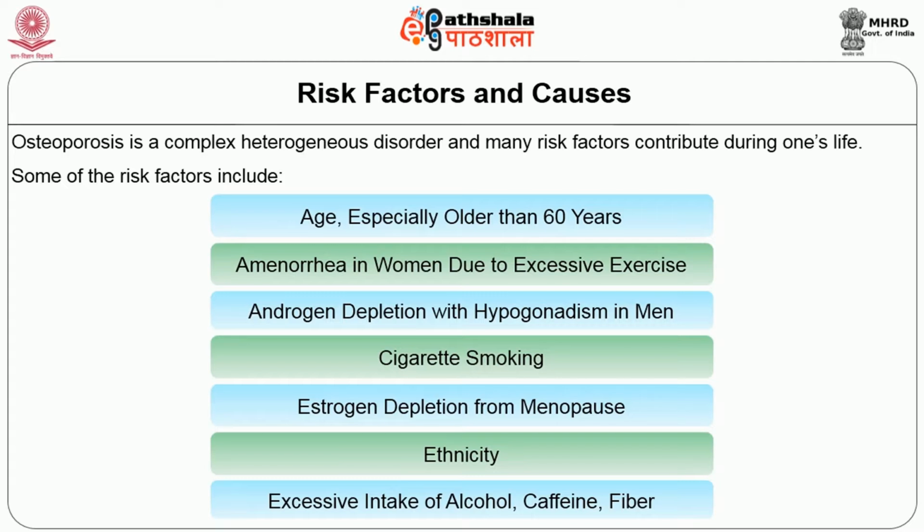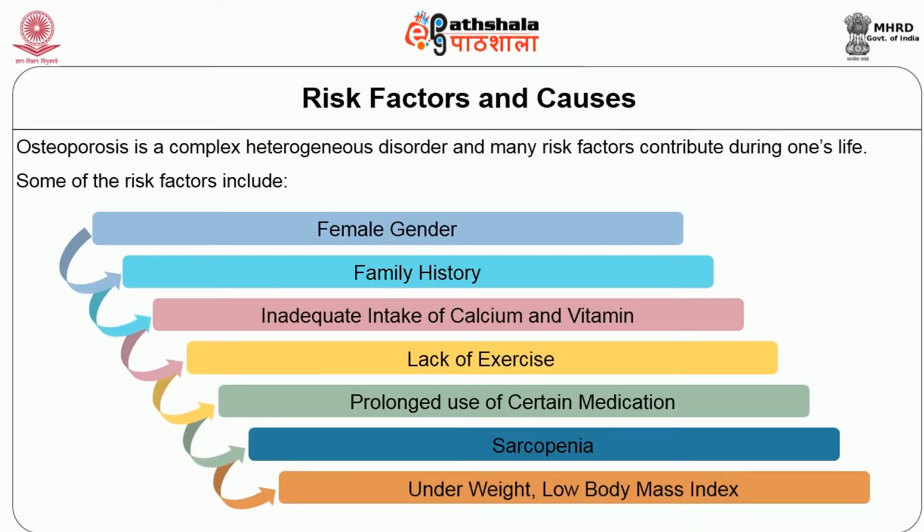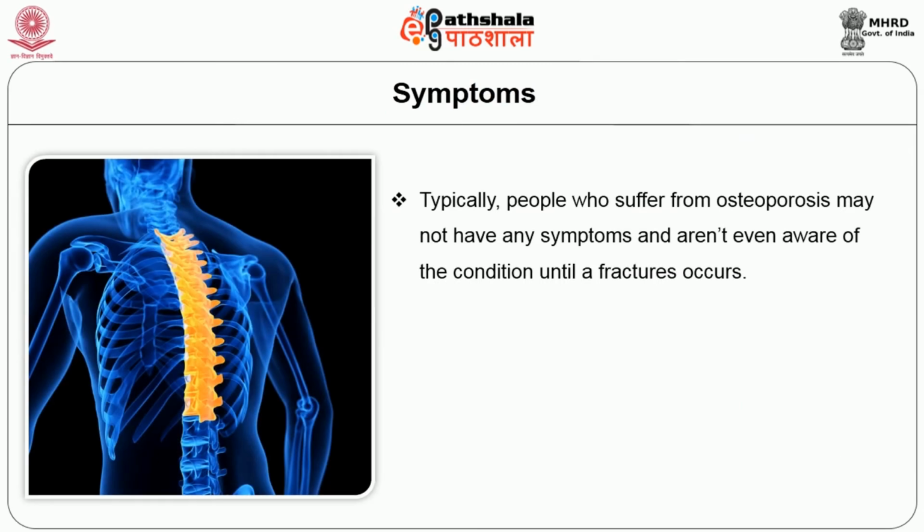amenorrhea, androgen depletion, cigarette smoking, estrogen depletion from menopause, ethnicity, excessive intake of alcohol, caffeine and fiber, being of the female gender, with a family history, inadequate intake of calcium and vitamin D, lack of exercise, prolonged use of certain medications, sarcopenia, and sometimes being underweight. All this might prove to be a risk for osteoporosis.